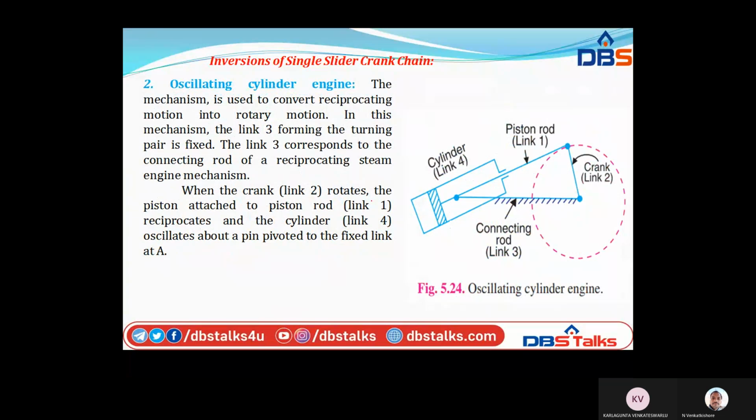Next one is the oscillating cylinder. In this mechanism, which is used to convert the reciprocating motion to a work unit. Actually, in the previous case, we studied the rotary to reciprocating. This is a specialized one, reciprocating to rotary option. So in this mechanism, link 3.